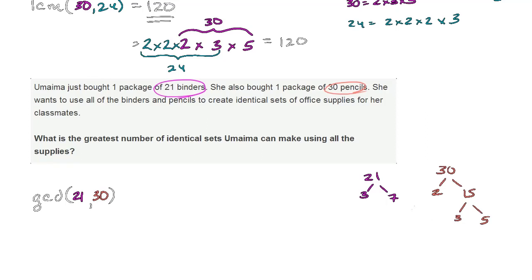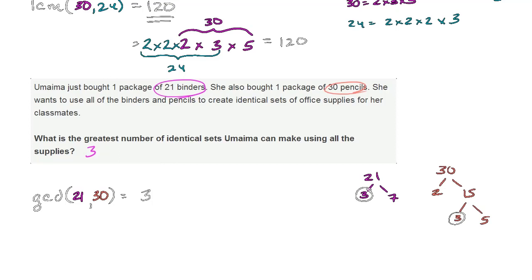So what's the largest number of prime numbers that are common to both factorizations? Well, you only have a 3 right over here. You don't have a 3 times anything else. So this is just going to be equal to 3. So this is essentially telling us we can divide both of these numbers into 3, and that will give us the largest number of identical sets. So we've answered the question, it's 3, but just to visualize it, let's actually draw 21 binders.